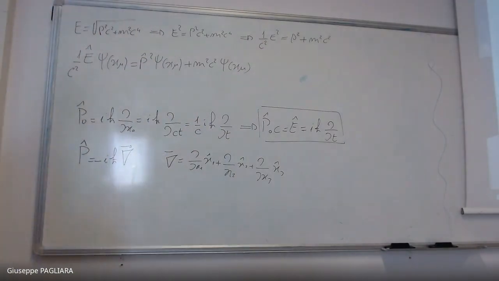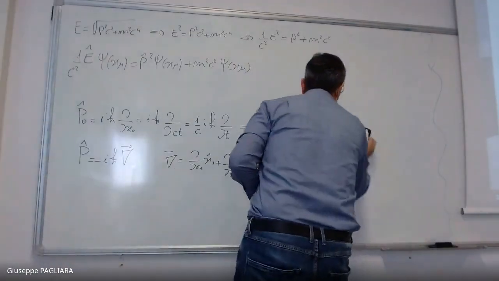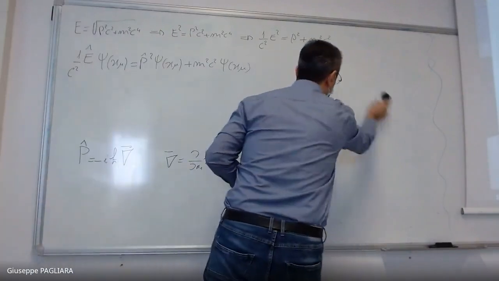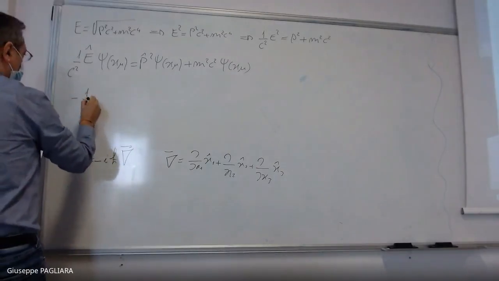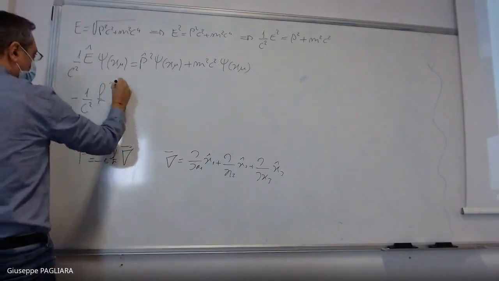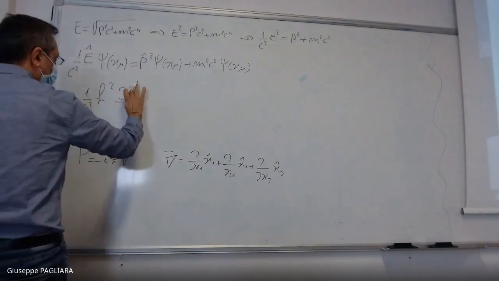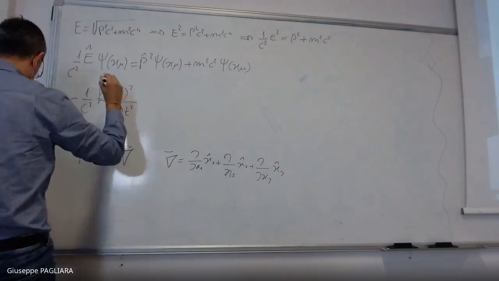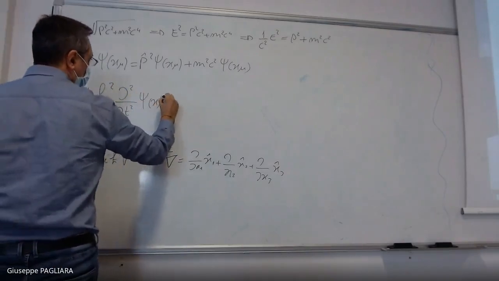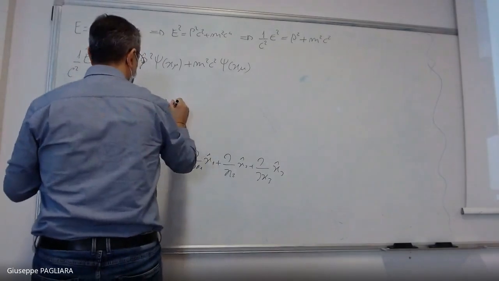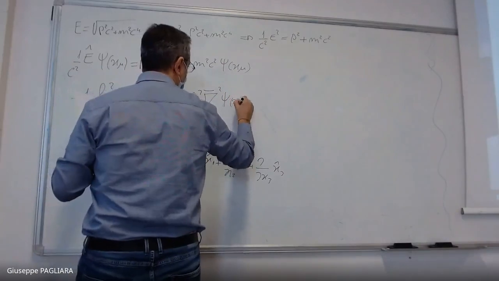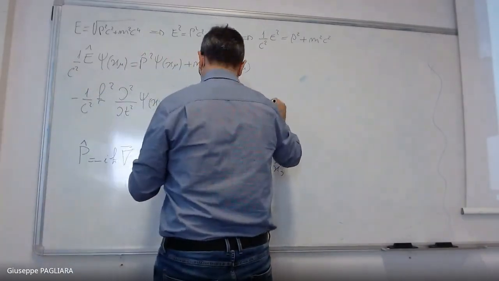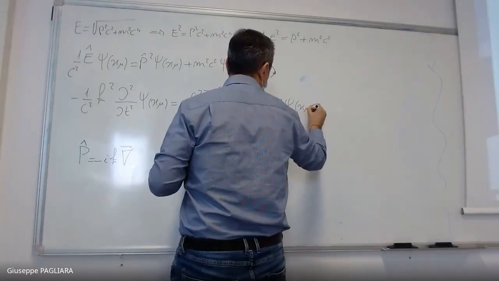And then we can make explicit now the energy and the momentum operator. I just substitute here, and we're going to have minus 1 over c squared ħ squared and the time derivative at the second order acting on the wave function. Then we do the same for the momentum. So this is minus ħ squared ∇ squared acting on the wave function. And then we have the mass term, which remains unchanged.